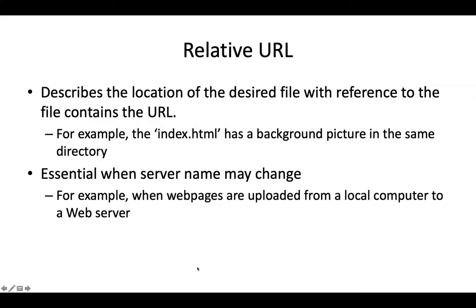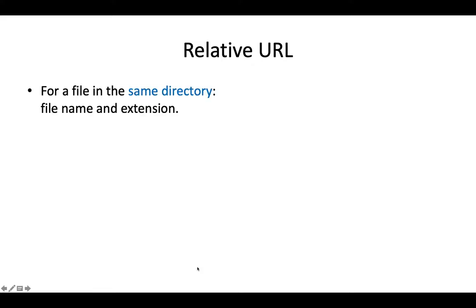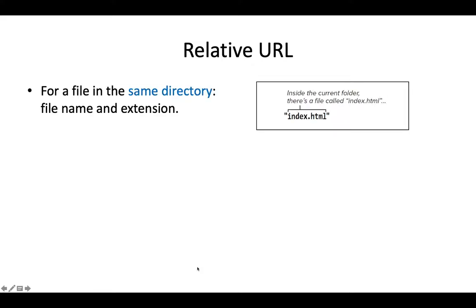So let me see, here are some examples. If you only have a file name, in this case index.html or cat.jpg, without a directory or server, that assumes the file is in the same directory as the file it's being linked from. Does that make sense? For example, you have the index.html page and you want to link to some cat pictures, called cat.jpg. You say I want to link to just cat.jpg, and it will try to find that image file in the same directory where index.html is. Yes?